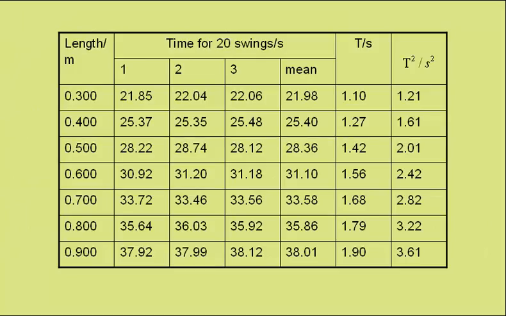I'm going to look at an example using this data from an experiment where the length of a simple pendulum was changed and the time for 20 swings measured. This was done 3 times, and here we found the mean. Here we've divided by 20 to find the time period for one swing, and here we have the time squared in units of seconds squared. We've been asked to plot a graph of the time squared against the length.